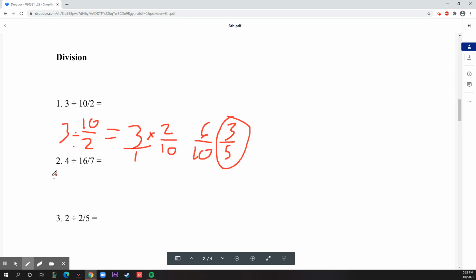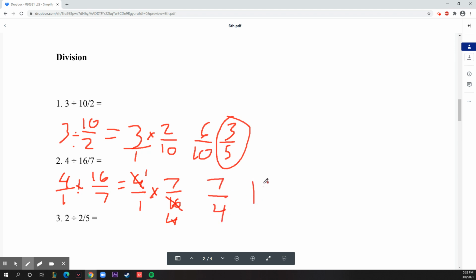Okay, number 2, 4 over 1 divided by 16 over 7, okay, which is actually 4 over 1 times 7 over 16. And then if you want, you can just simplify here, 4 and 1. So the answer is 7/4 or 1 and 3/4, your choice.